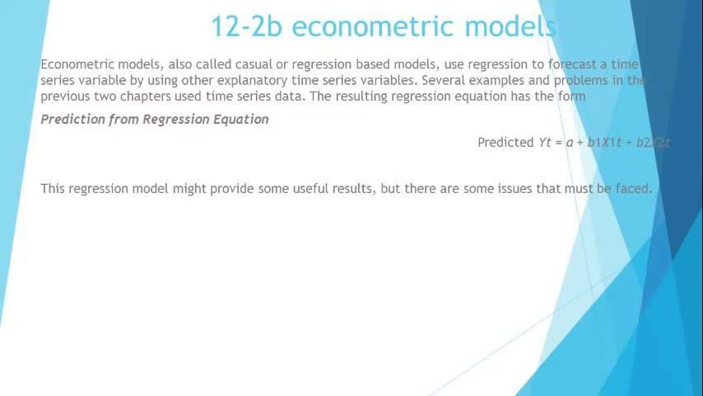Econometric models. Econometric models, also called causal or regression-based models, use regression to forecast a time series variable by using other explanatory time series variables. Several examples and problems in the previous two chapters use time series data. The resulting regression equation has the form of a prediction from a regression equation. This regression model might provide some useful results, but there are some issues that must be faced.